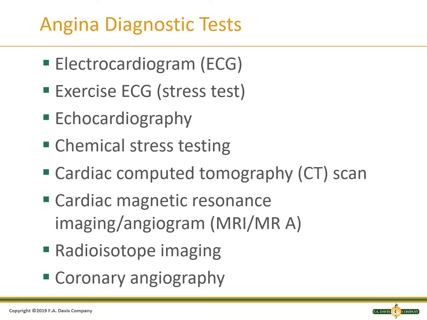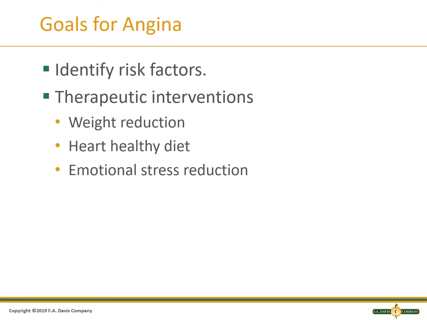The diagnostic tests that can help us determine angina can be electrocardiogram or ECG, exercise ECG or stress test, echocardiography, chemical stress testing, cardiac computed tomography scan or CT scan, cardiac magnetic resonance imaging or angiogram, MRI or MRA, radioisotope imaging, or coronary angiography. Our goals for angina would be to identify risk factors. Therapeutic interventions could include weight reduction, heart-healthy diet, and emotional stress reduction.